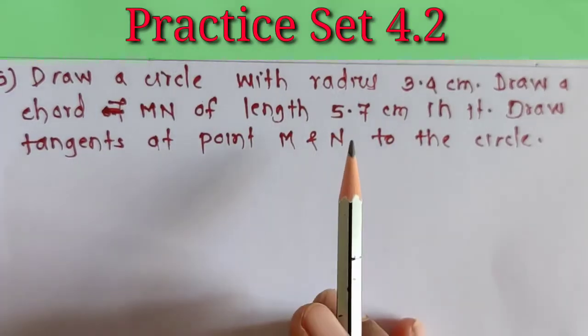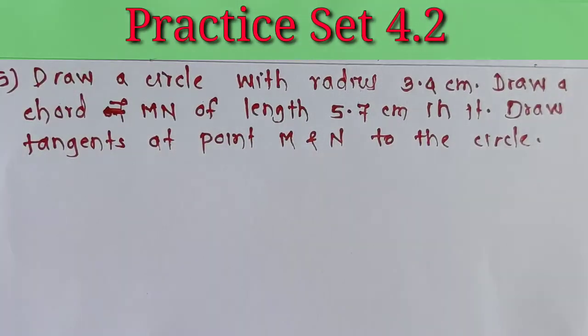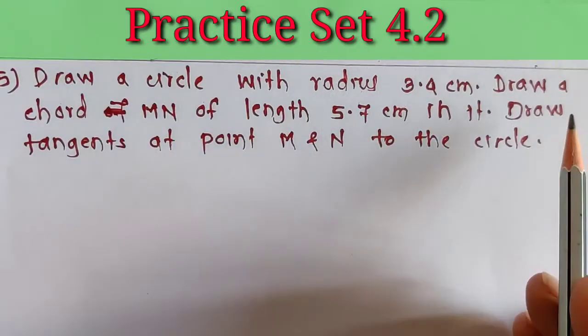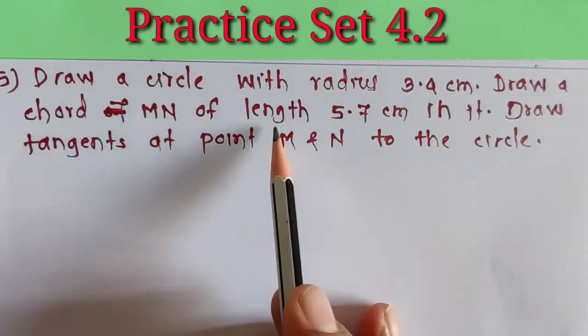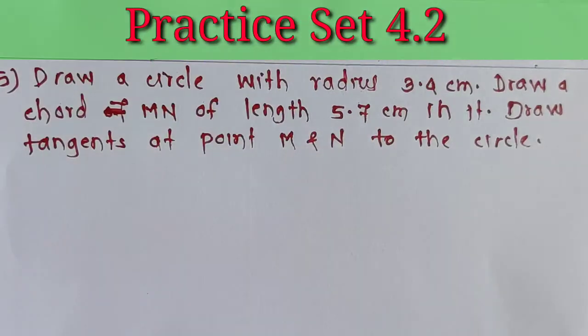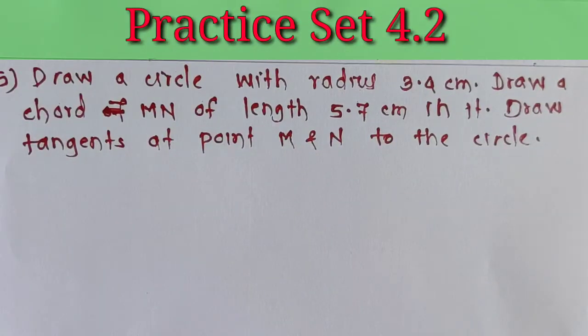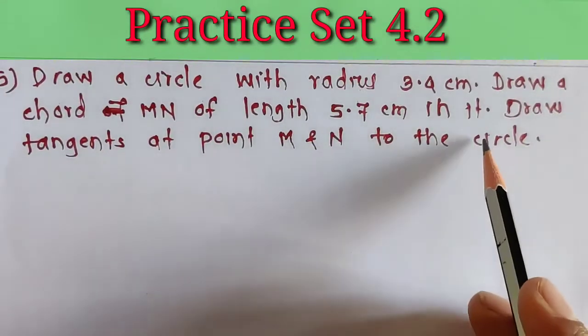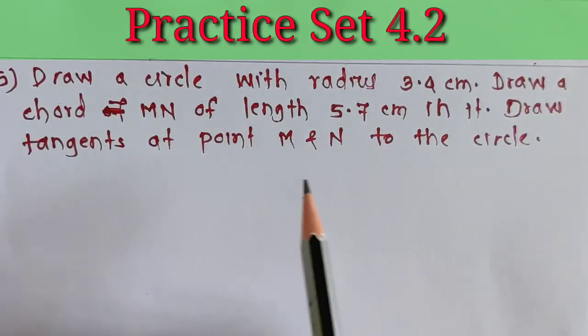Draw a circle with radius 3.4 centimeter. So first we have to draw the circle. Draw a chord MN of length 5.7 centimeter. In it, draw tangents at point M and N to the circle.